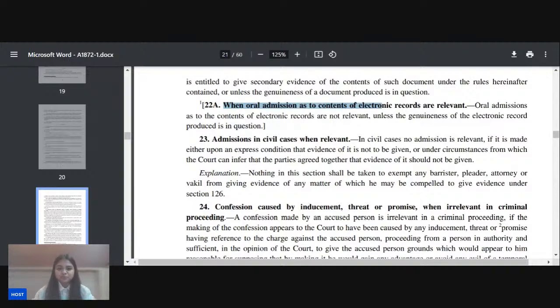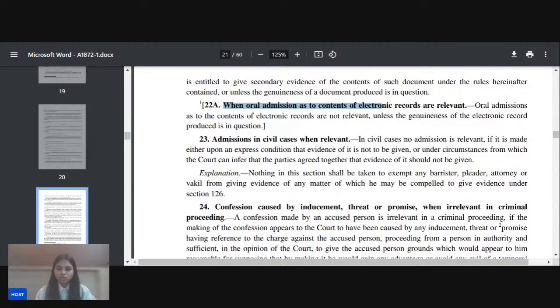So whenever you are examining an admission, it should be examined as a whole, right? And then if I talk about admission by party to proceeding or his agent, which is given under section 18, right? So this section provides list of people whose admissions are admissible. Section 18 is stating all the parties that admission by a party to a proceeding or his agent is admissible, right?